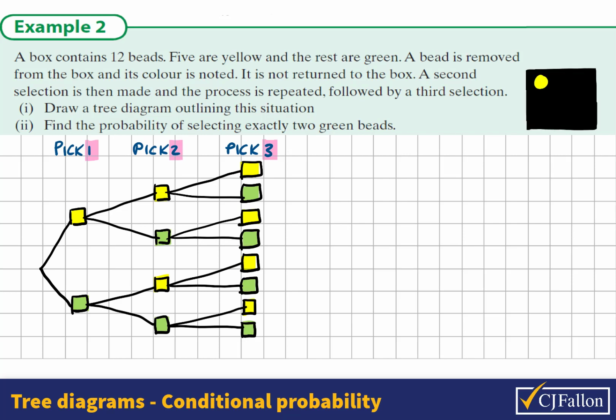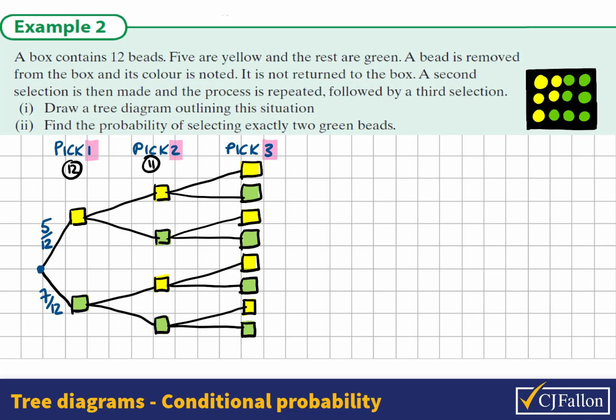And I'm going to draw maybe a little picture of what the box looks like at the start. So we had 5 yellow and we had 7 of the green ones in it. And what we're going to do now is make our first selection. So if we think at the start, we had 5 out of 12 as the choice, and 7 out of 12 as the choice for green. So we had green or yellow. Note these add up to 1. So we're choosing from 12 beads at the start. Now at pick 2, we have removed one of the beads, so there's only 11 beads left.